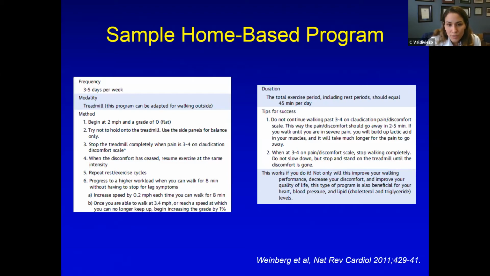A few tips for success: do not continue walking past 3 to 4 on your claudication pain discomfort scale. This way the discomfort should go away in 2 to 5 minutes. If you walk until you're in severe pain, you will build up lactic acid in your muscles, and it will take much longer for the pain to go away. When at 3 to 4 on the pain discomfort scale, stop walking completely. Do not slow down, but stop and stand on the treadmill until the discomfort is gone. This will work if you do it, of course. It will not only improve your walking performance, decrease your discomfort, and improve your quality of life, this type of program is also beneficial for your heart, blood pressure, and lipid levels. So this is a very good guideline or set of instructions to give to patients who are going to do home-based exercise programs.